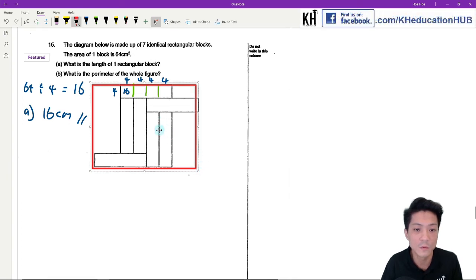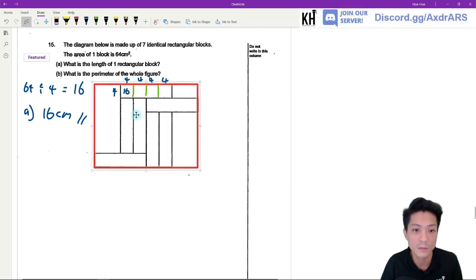Okay, I'm going to move it a bit. How come I can't move it? Yeah, okay.